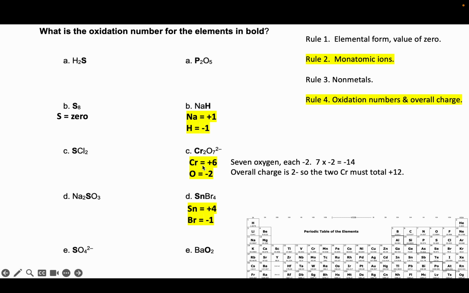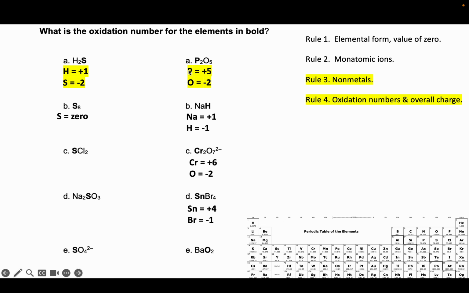For examples A at the top on both sides, here I see molecules with nonmetals. So in this case, sulfur -2, each hydrogen +1. In this example right here, P2O5, I'm starting with oxygen as being -2. I have 5 of those, so the phosphorus must be +5. I haven't memorized phosphorus as being +5. I've done the problem solving by starting with the oxygen.